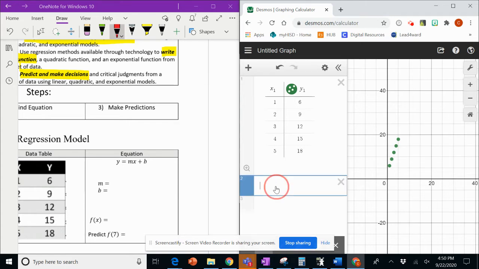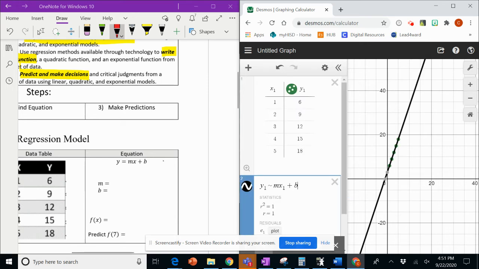And on the second row, I'm going to put y1 because in our graph we have y1. And instead of equal, I'm going to put the tilde sign. So you're going to hold shift and press tilde. It's the button next to 1. y1 tilde m x1 plus b. And you see it matches the equation I have here.